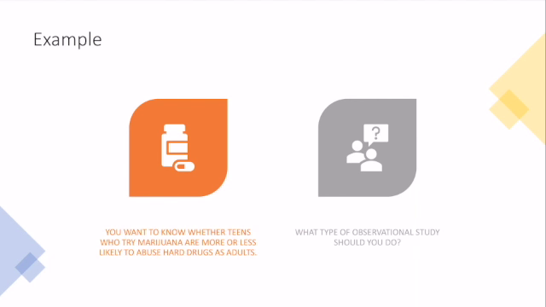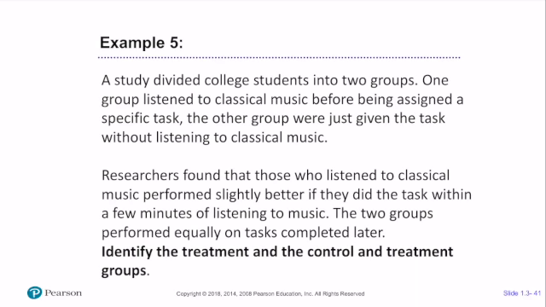So let's say a study divided college students into two groups. One group listened to classical music before being given a specific task, and the other group was given the task without listening to classical music. Researchers found that those who listened to classical music performed slightly better if they did the task within a few minutes of listening to music. The two groups performed equally on tasks completed later.